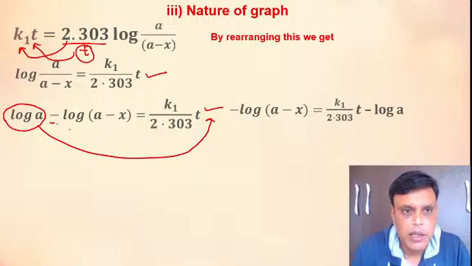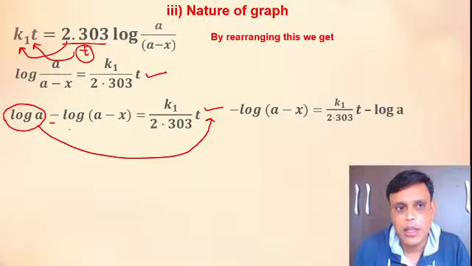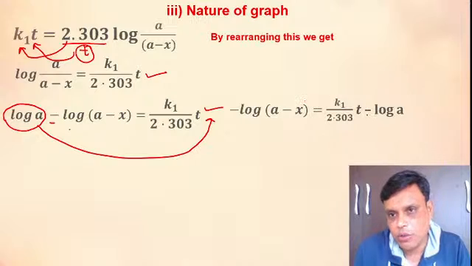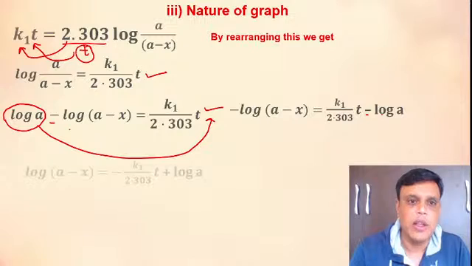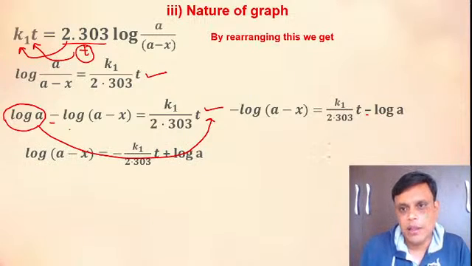So what will happen? क्या रह जाएगा यहाँ पे? Minus log a minus x is equal to k1 upon 2.303 t. ये यहाँ पे इधर क्या था? Plus था. इधर आके क्या हो जाएगा? नेगेटिव हो जाएगा. So negative log a. ठीक है? Then we will multiply this equation.